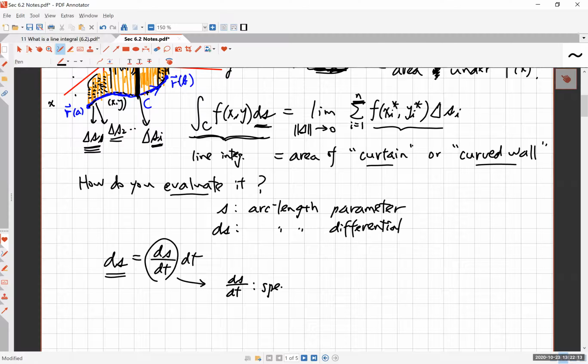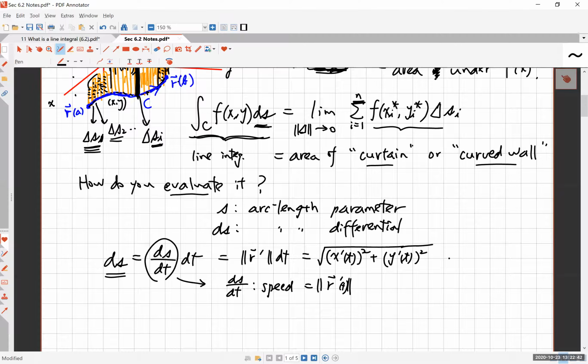That is called a speed, right? And it is the norm of the derivative function r prime of t. Okay, so then you can actually write everything in terms of t. So you can write this way, the magnitude of r prime dt. You can also write this as the square root of, do you remember this? x prime squared plus y prime squared, and you take the square root, okay, and that is the speed.